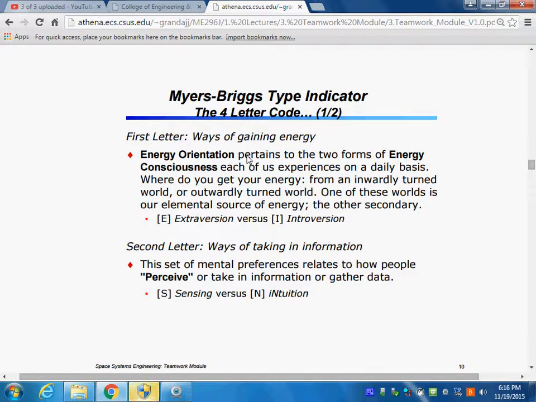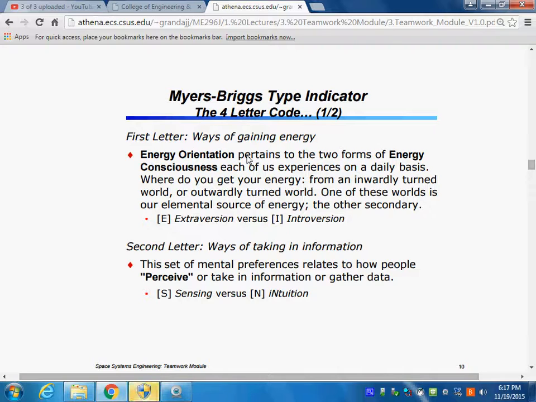Either you gain energy through introversion or extroversion. We experience this in our daily lives. Where do we get energy? From an inward turn or from the outside turn in? One of these is our elemental source of energy, the other one is secondary. And all of us are different on this.